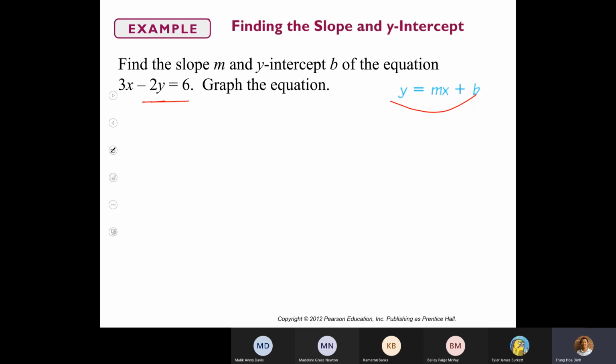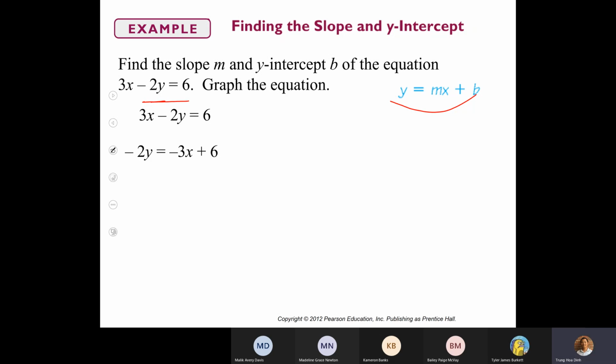But if you want, in order to find the y-intercept, you can put x equal to 0. But let's write the equation in the form y equal to mx plus b. So if you solve for y, you write the equation like this, and then you write -2y equal to -3x plus 6, right?